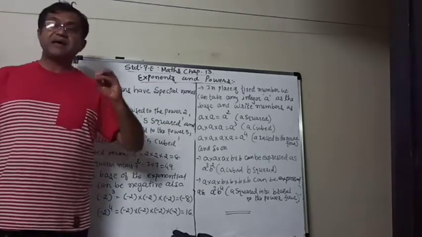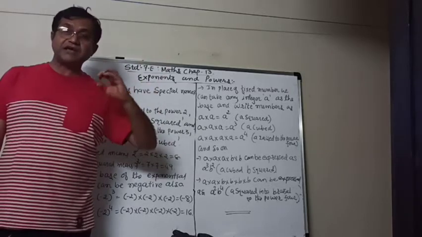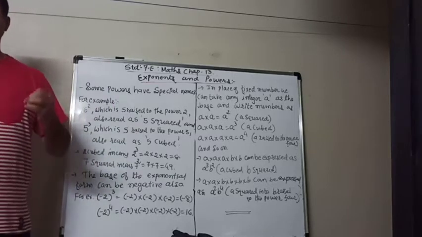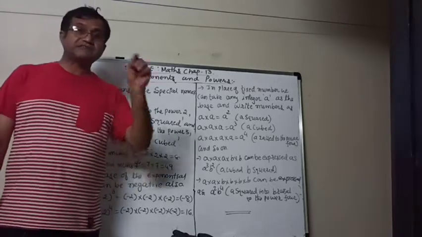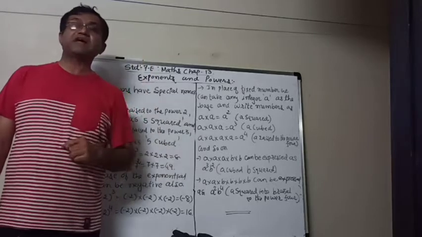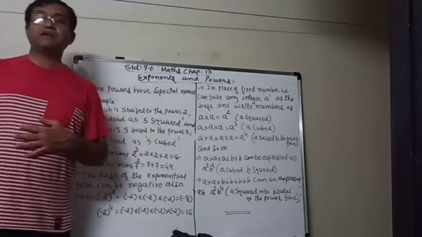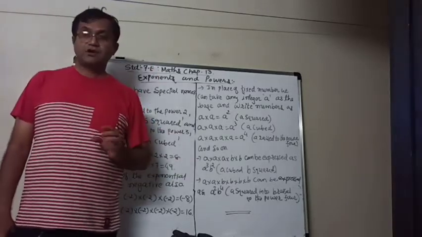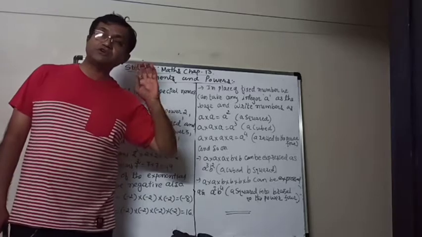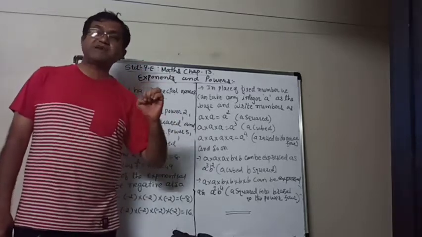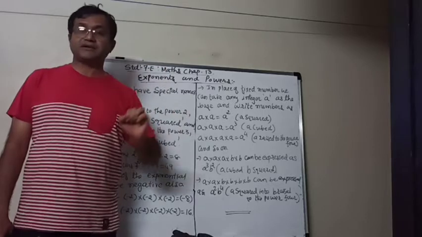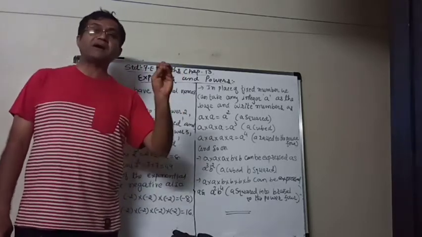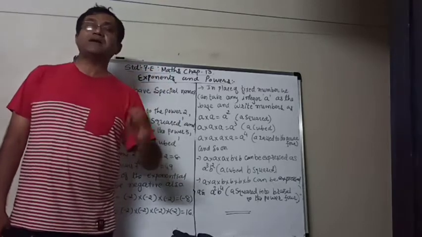Similarly, if it is 10 raised to the power 2, then what can we read it as? We can read it as 10 squared also. 7 is the base, 2 is the exponent. Then what can we read it as? We can read it as 7 squared. So whenever the power 2 is there, it has a special name, squared. 3 raised to 2 means 3 squared. 8 raised to power 2 means 8 squared, and so on.